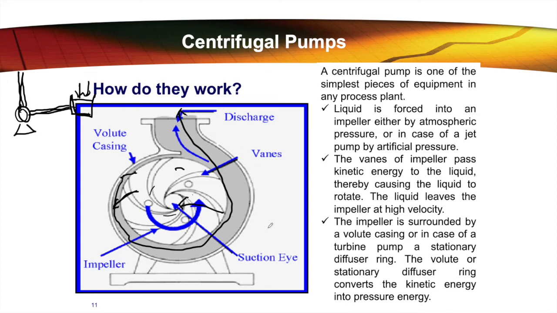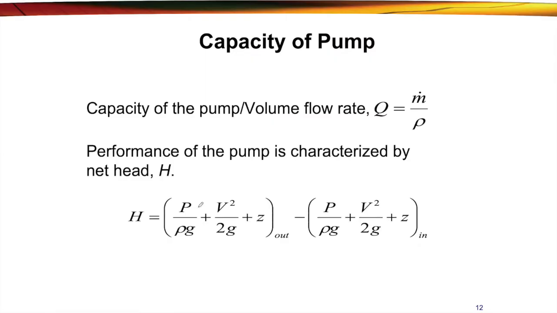Okay, the impeller surrounds a volute casing, or in the case of a turbine pump, a stationary diffuser ring. The volute or stationary diffuser ring converts the kinetic energy into pressure energy. Okay, that is the mechanism for the centrifugal pumps. For the capacity of the pump, the volume flow rate is Q. The equation is mass flow rate over density. The performance of the pump is characterized by net head H. This equation is actually from Bernoulli's equation.